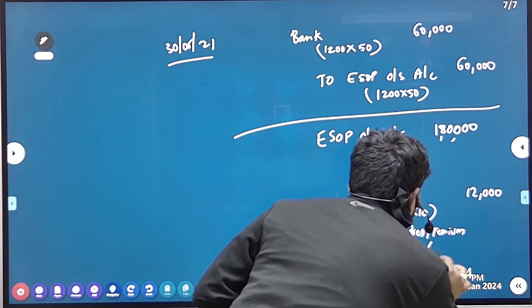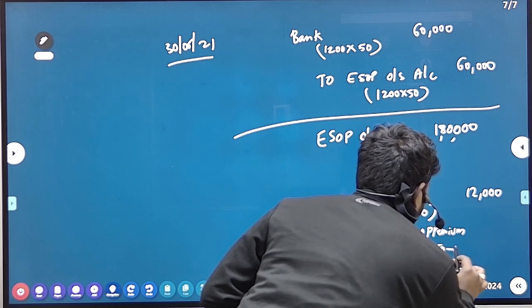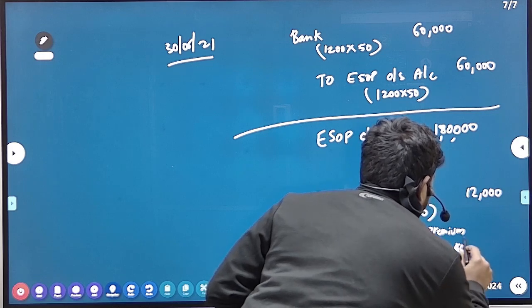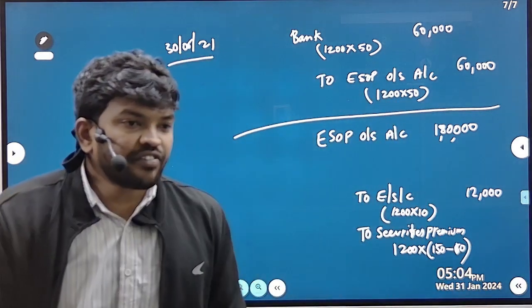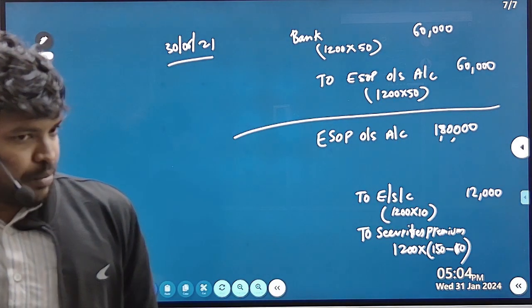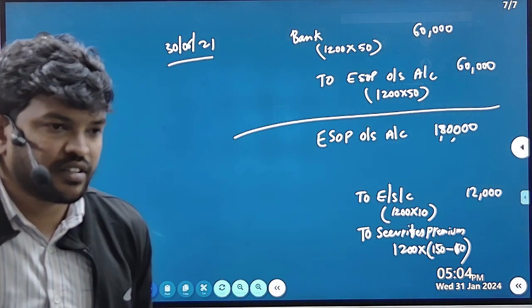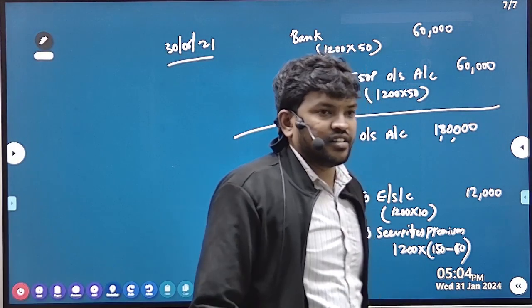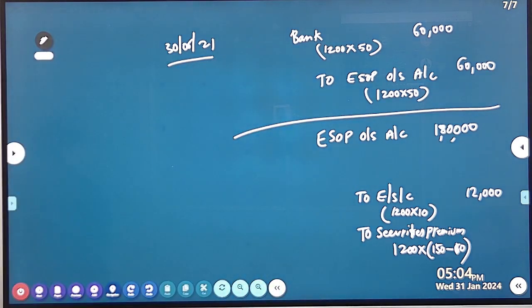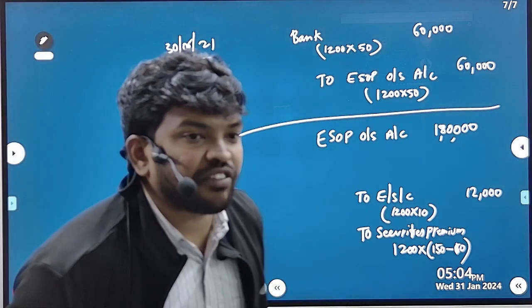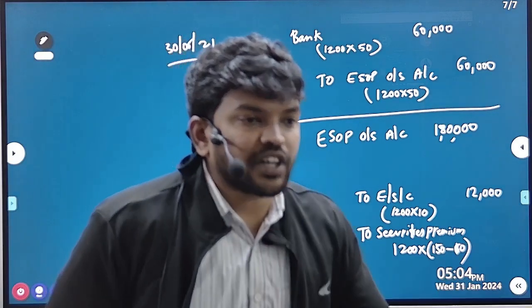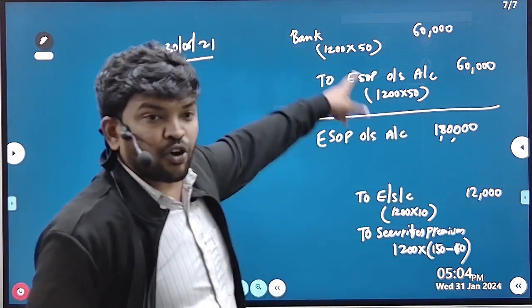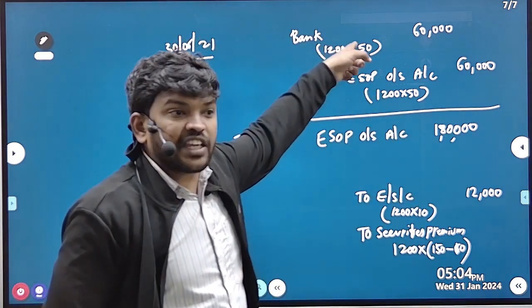1,200 into 150 minus 10 rupees. Sir, why I am writing 10 here? 10 rupees face value share, indirectly company is issuing at what? 150 rupees. Sir, company is issuing at 50 rupees only. Why you are taking 150 rupees? Because 100 rupees loss indirectly company has paid via ESOP expenses account.